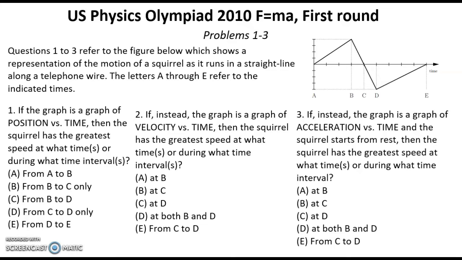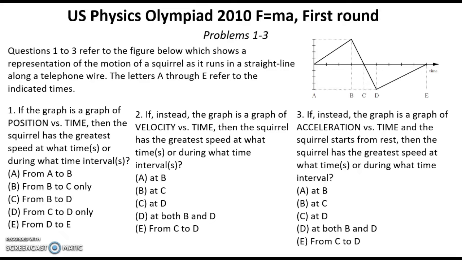Solution. Solution for the first problem. If the graph is a graph of position versus time, then the squirrel has the greatest speed at what times or during what time interval? So if we have this graph as position versus time, the greatest speed it has is from B to D. It has a negative slope, but the speed is the absolute value of velocity. So that's the correct answer, C, from B to D.